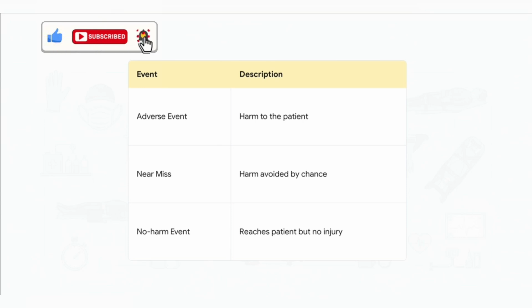दोनों के बीच का subtle difference समझना बहुत ज़रूरी है. A near miss is an incident that could have resulted in harm but did not reach the patient, either by pure chance or timely intervention. Basically, you caught the mistake before it touched the patient. A no-harm event, on the other hand, is when the incident actually does reach the patient, it happens, but by sheer luck or mitigating circumstances, it results in 0 injury.